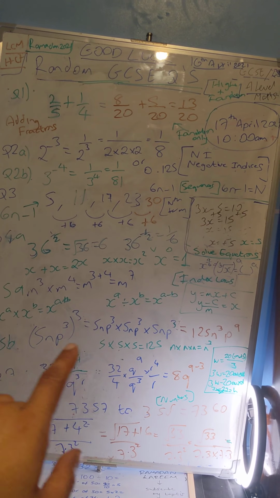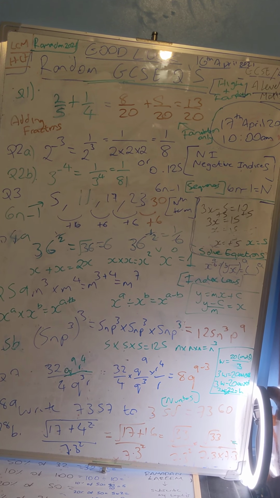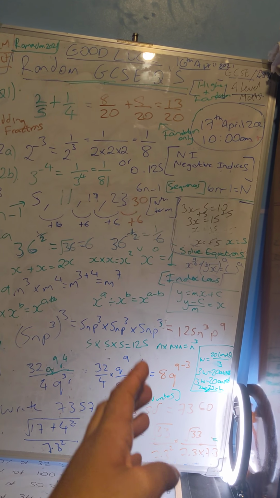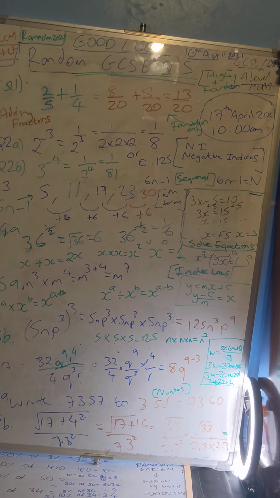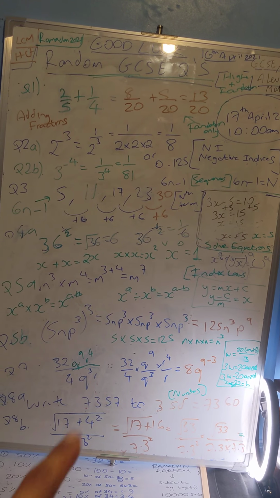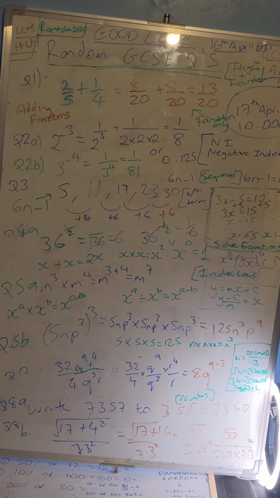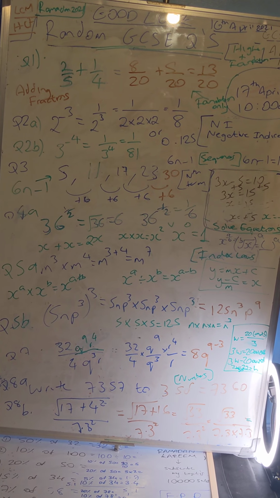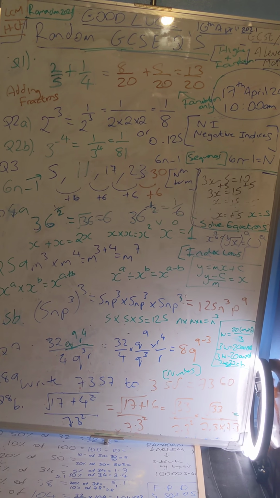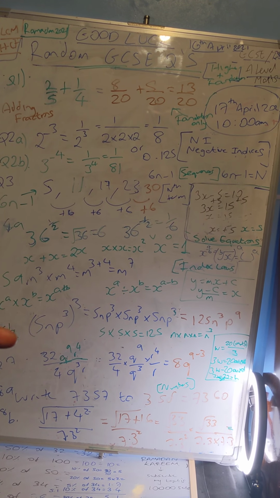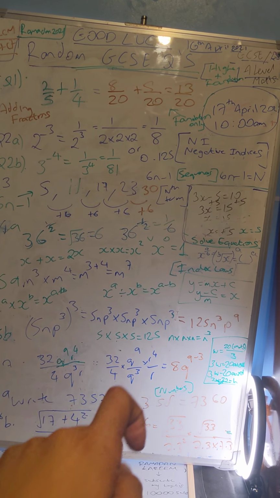So remember, it is the rules of indices. Deal with the numbers first, then each letter corresponding, and then simplify your answer at the end, guys, by using the index laws that are there. Okay, question number 7. 32 q to the power of 9 r to the power of 4 divided by 4 q cubed r. So again, numbers first. So 32 divided by 4, guys, is going to be 8.